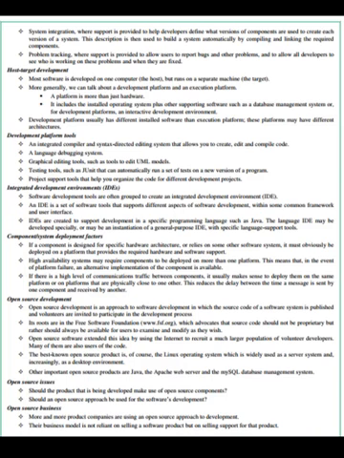System integration, where support is provided to help the developers define what versions of components are used to create each version of a system. This description is then used to build a system automatically by compiling and linking the required components. Problem tracking, where support is provided to allow users to report bugs and other problems and to allow all developers to see who is working on these problems and when they are fixed.